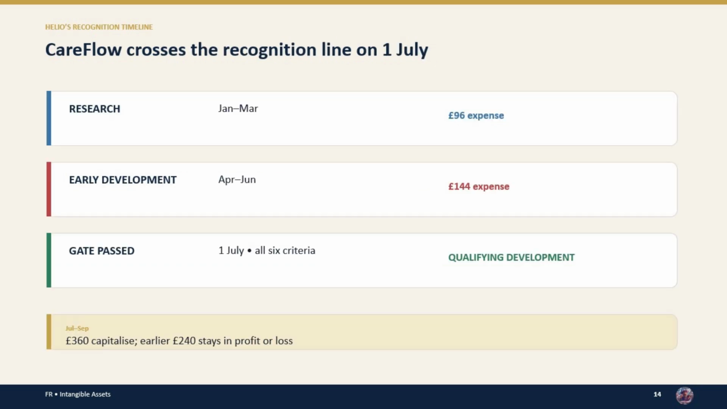Careflow's January to March investigation is research, so 96 is expensed. From April to June, the team is developing the product, but the final recognition criterion is not demonstrated until the 1st of July. The 144 incurred before that date is also expensed and cannot be reinstated. From the 1st of July, all 6 criteria are supported, so 360 of directly attributable development expenditure from July to September is capitalized. The evidence date controls recognition.